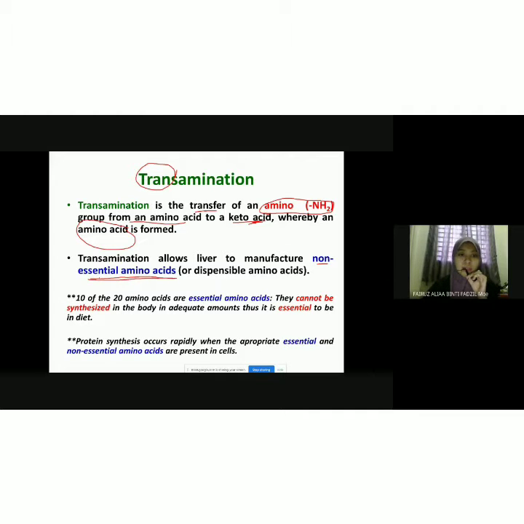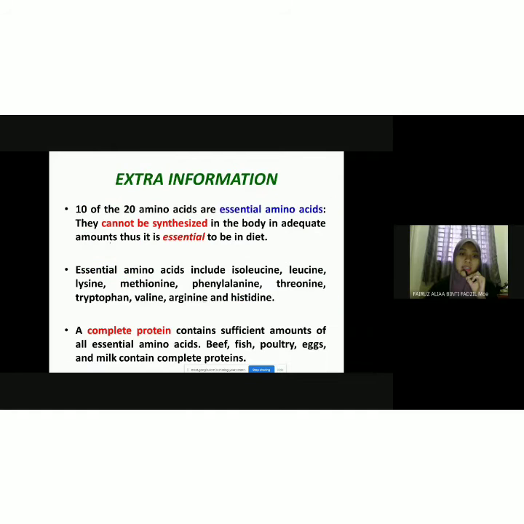We have two types of amino acid. One is essential, another one is non-essential. For the essential amino acid, our body cannot produce it. We cannot synthesize the amino acid in the body, so we have to take it in our diet. It means we have to eat beef, fish, eggs, poultry, and milk. Then only we can get the essential amino acids.